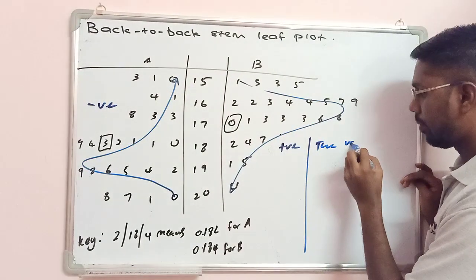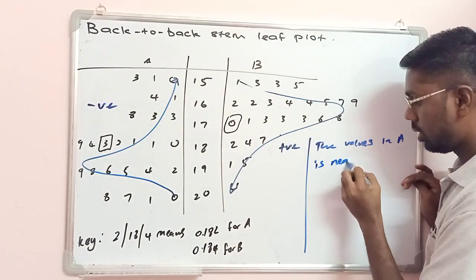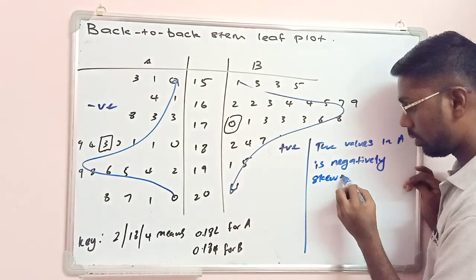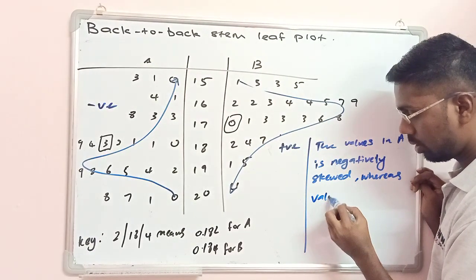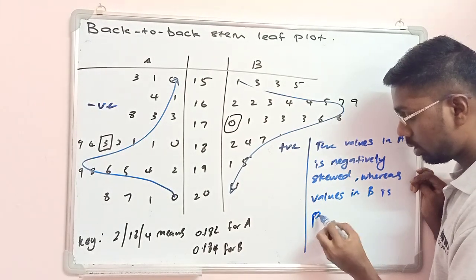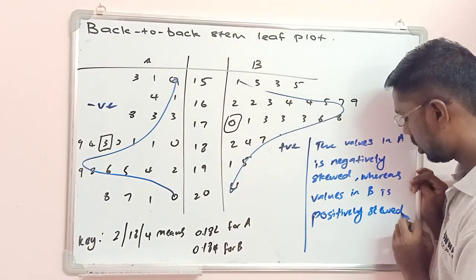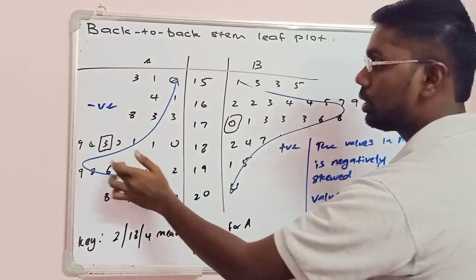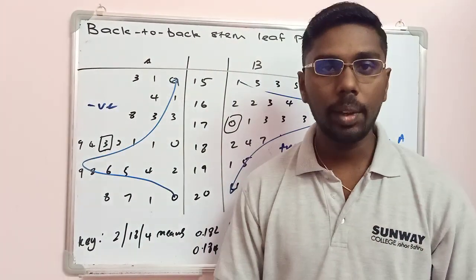Okay, so what you can say about the shape of distribution: the values in A are negatively skewed, whereas the values in B are positively skewed. Okay, so values in A are negatively skewed and values in B are positively skewed. Okay, thank you.